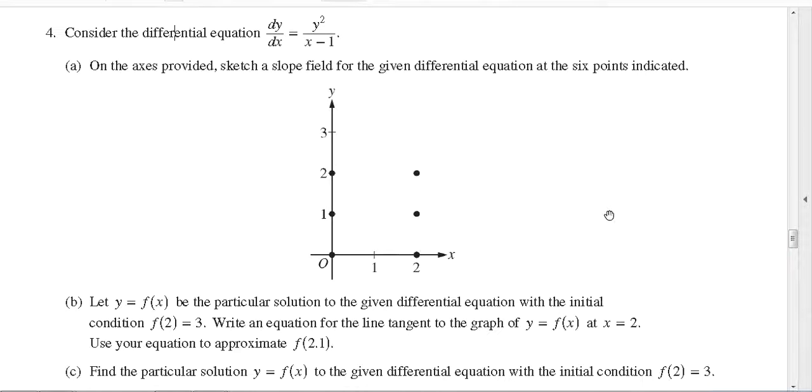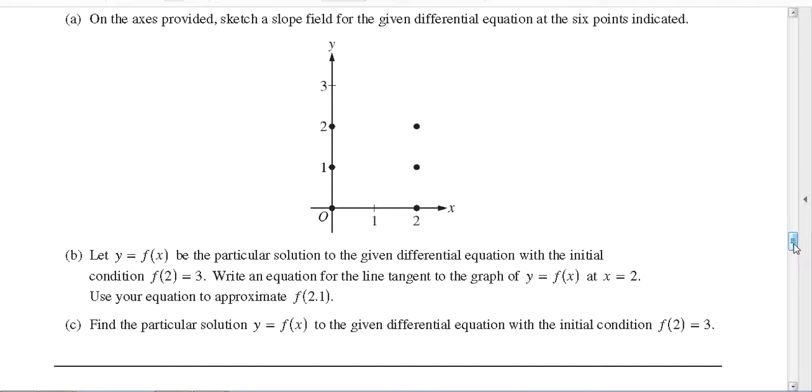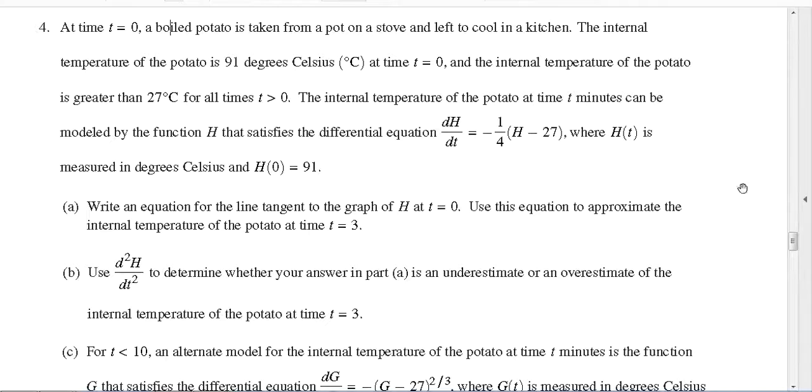2016, again, question number 4, differential equation, slope field at those 6 points. They ask you for a tangent line and an approximation, and then the final part they ask you for the particular solution. 2017, last year, looks a little different. This is the potato problem. If you heard anything about that or saw anything about it on Twitter after the exam, everybody was freaking out over the potato problem. But look, it's just a differential equation, and they ask you the same sort of questions.